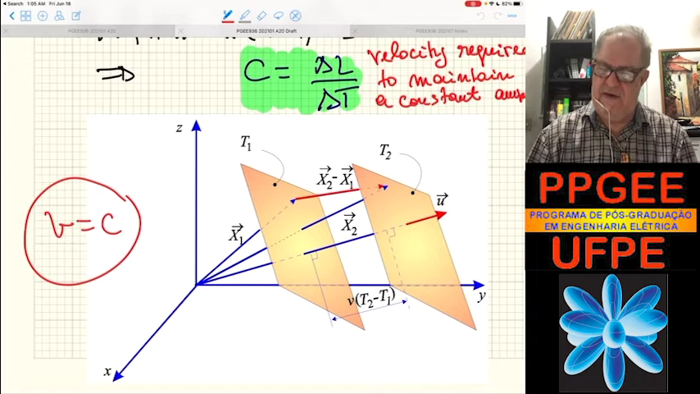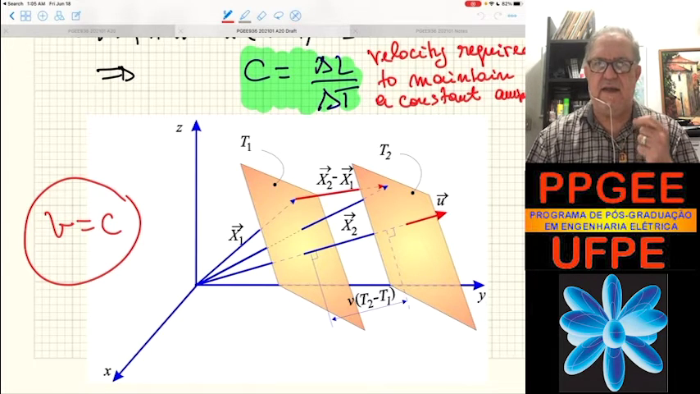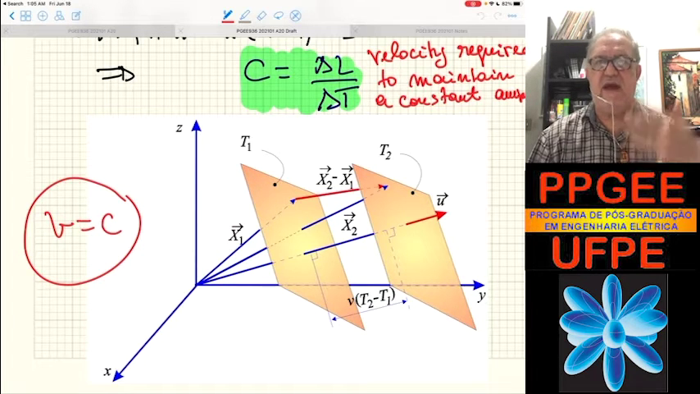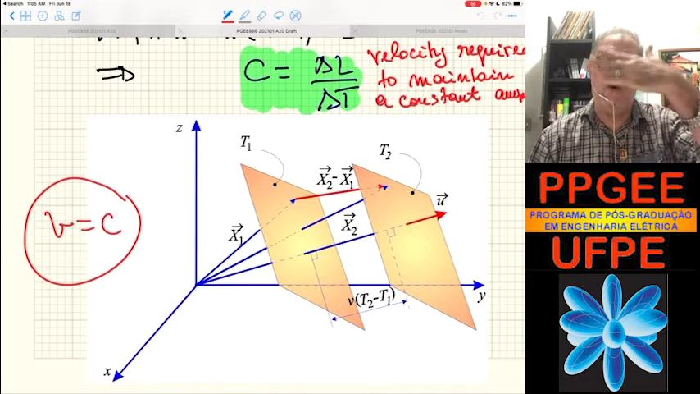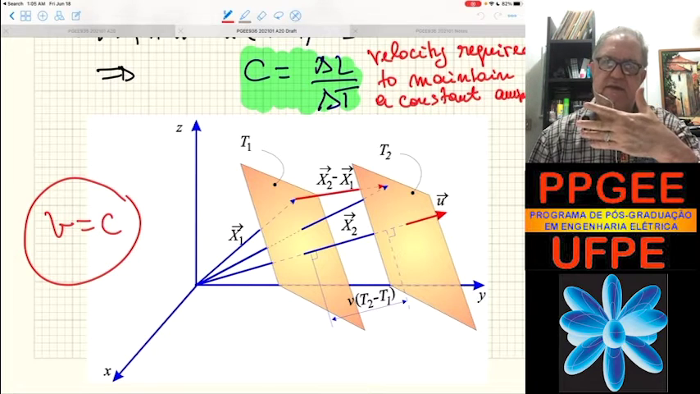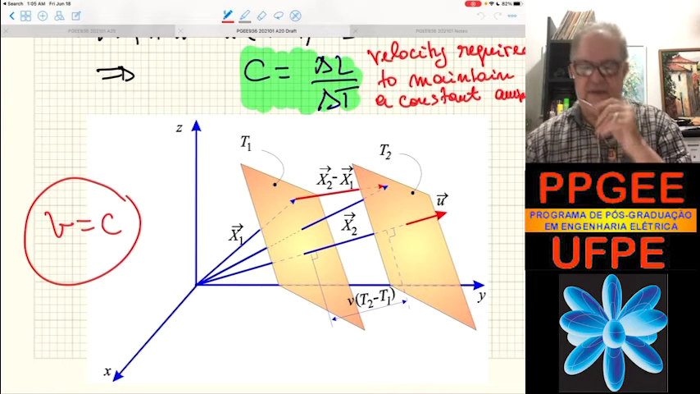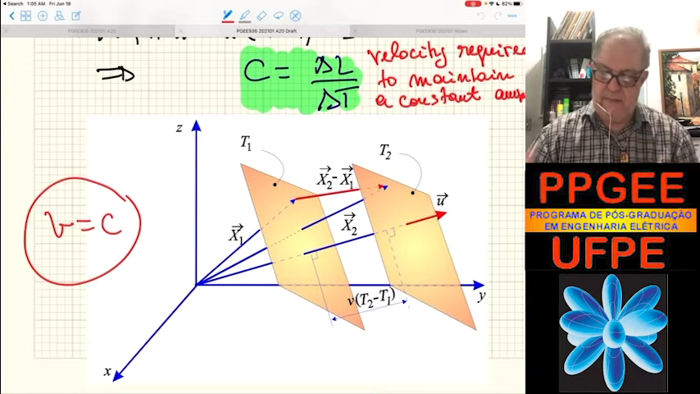So what we have here, this is called the uniform plane wave, because the wavefront is a plane, and on the plane the amplitude doesn't change, so the amplitude is uniform, it's constant, okay? So that's called the uniform plane wave.